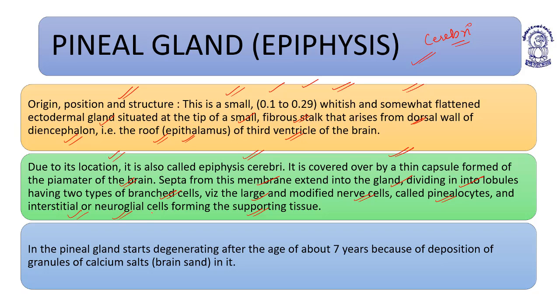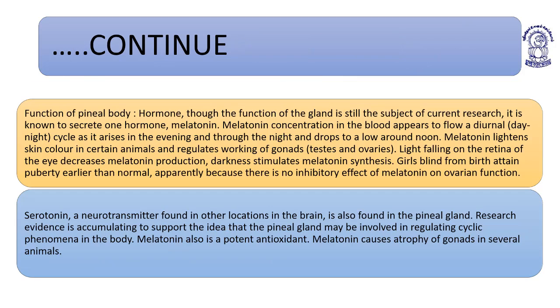The pineal gland starts degenerating about the age of 7 years because of the deposition of granules of calcium salts, called brain sand, in it. So calcification or calcific atrophy happens in the pineal gland. Because of the deposition of calcium salts, brain sand, it degenerates at the age of 7 years. Function of the pineal gland.